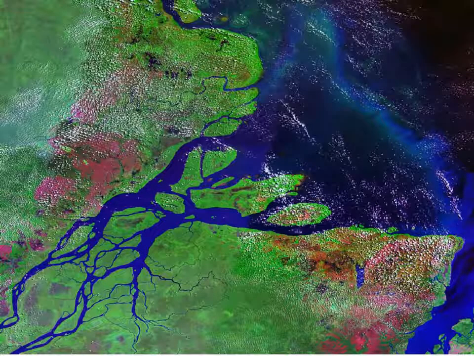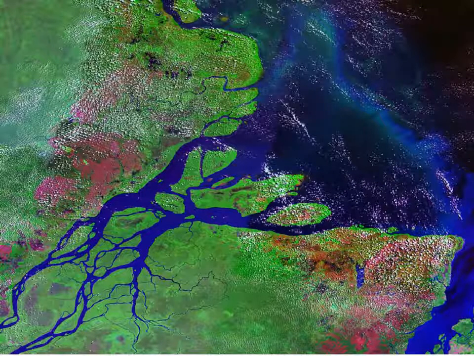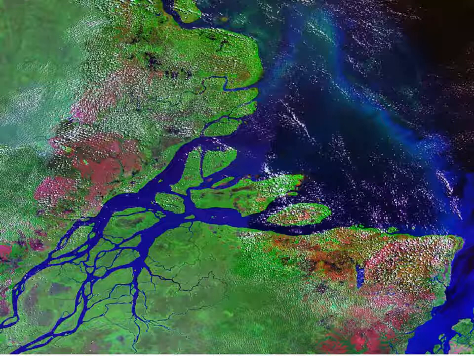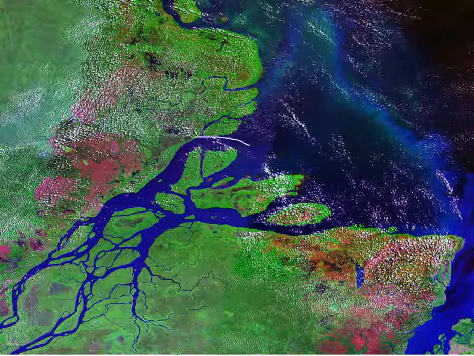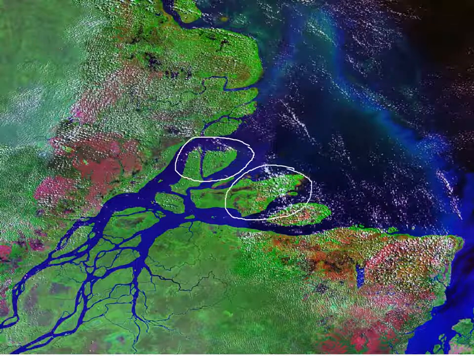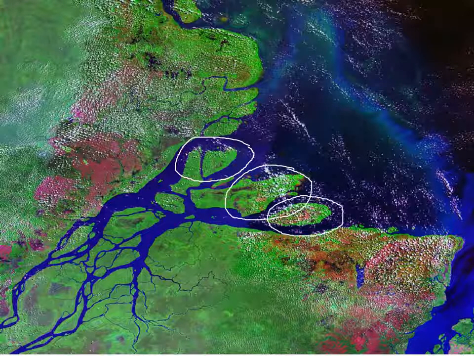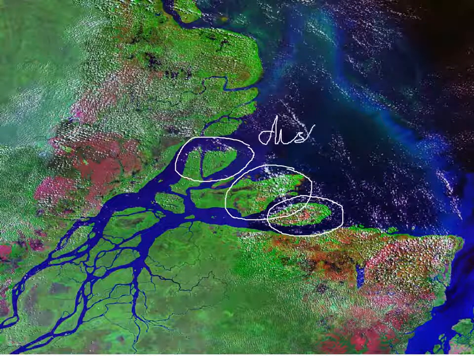This is another one from space. This is actually the mouth of the Amazon River, and it shows a delta. Now a delta is made up from something called distributaries. Distributaries are areas of land that have been deposited in the mouth of the river as it flows out to sea. Okay, so these are called distributaries.